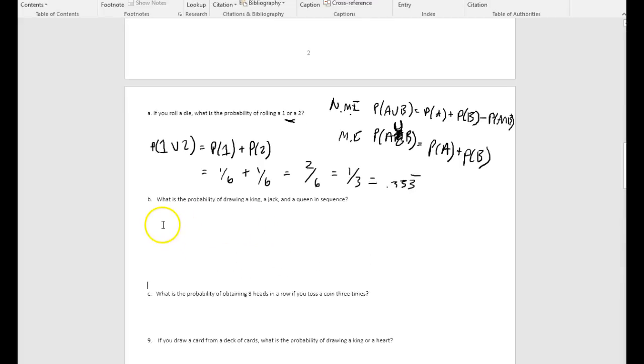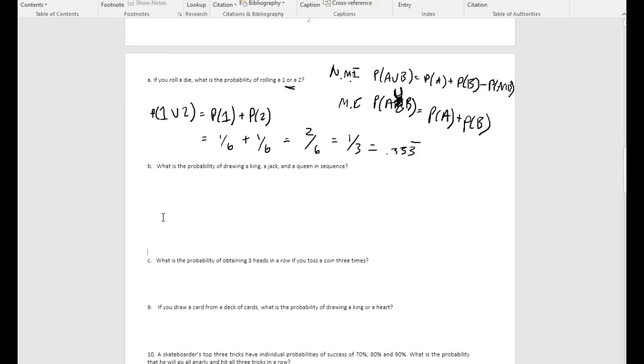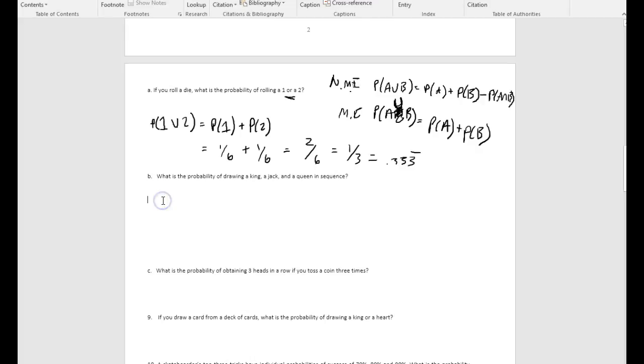So, on to the next one. I don't know why these are A's, B's, and C's. Oh well.